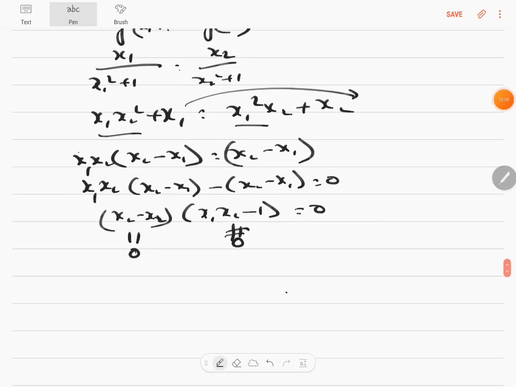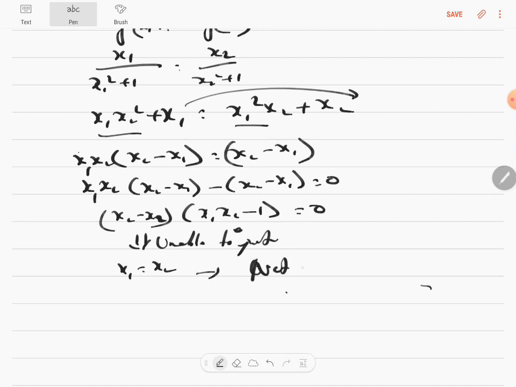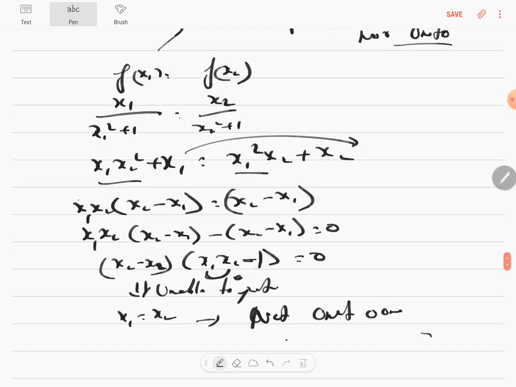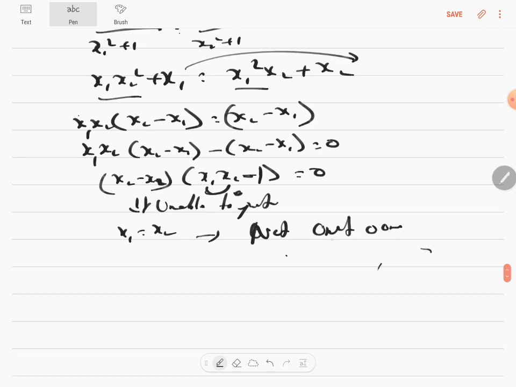Can you see the multiplication of two real numbers? The multiplication of two real numbers can lead to 1, like 2 into 1 by 2 can be 1, and this can become 0. Therefore I am not able to justify that x1 can be equal to x2. I am unable to justify it, and therefore you have to say it's not 1 to 1. So the product of two real numbers minus 1 can lead to 0. So you can say that it's definitely not 1 to 1.